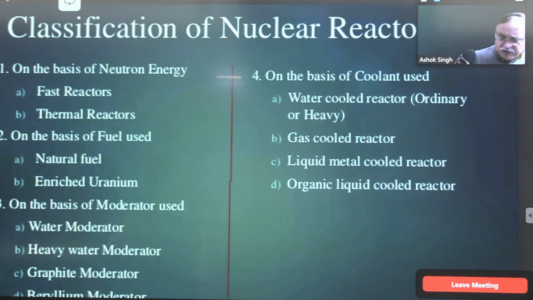Another classification is on the basis of moderator. And lastly, on the basis of the coolant. These are not particularly important for us. So don't worry about them too much. Just note here that most of India's reactors are heavy water moderated. They use heavy water as moderator. Heavy water is D2O, ordinary water H2O, deuterium oxide. Deuterium is a heavier isotope of hydrogen.